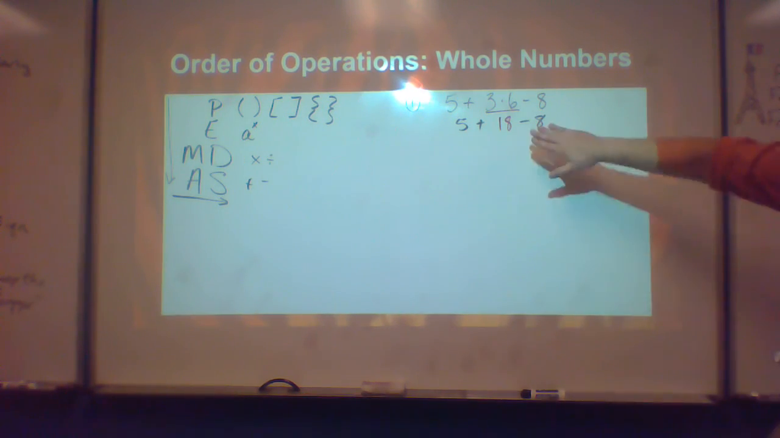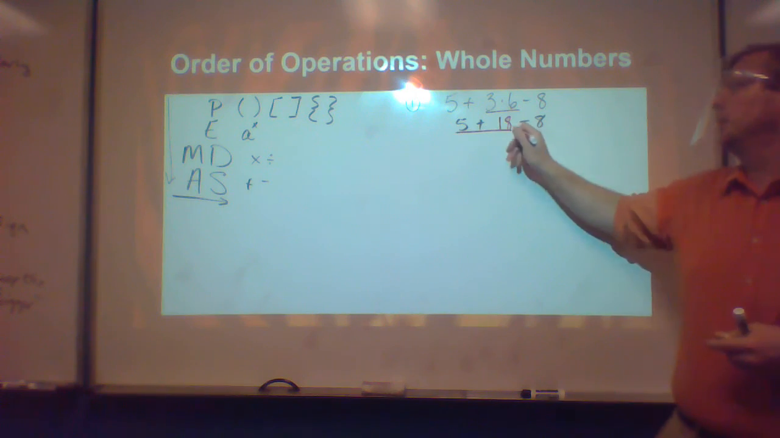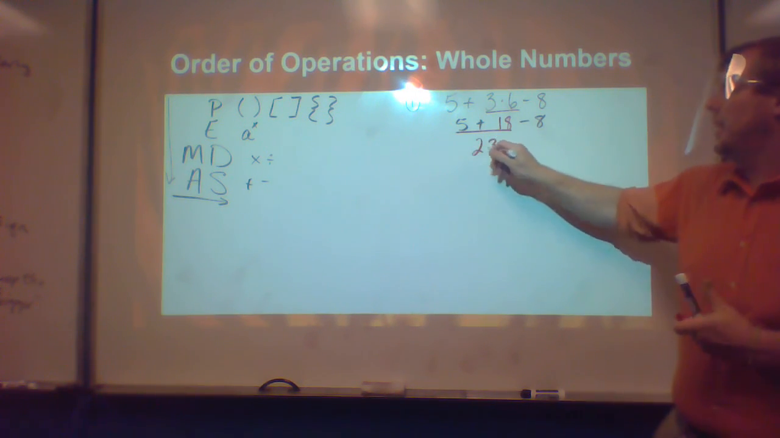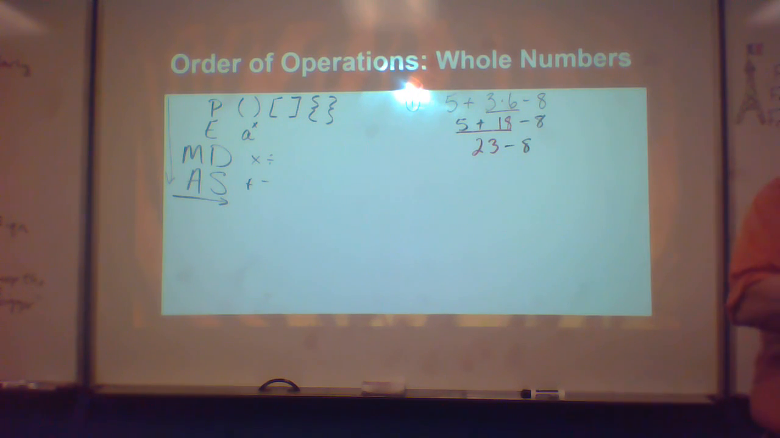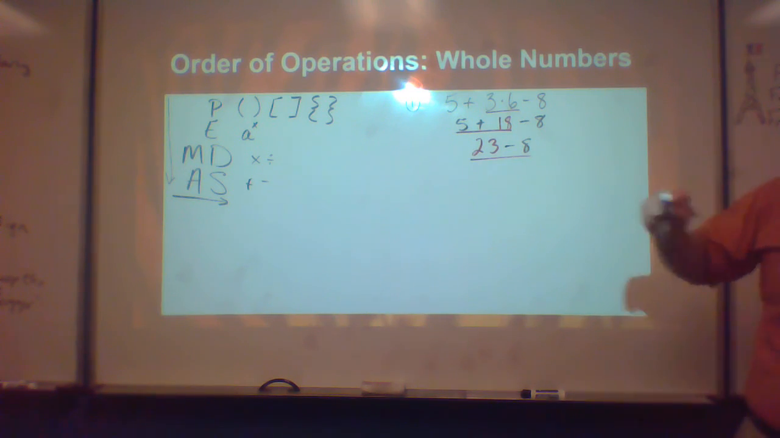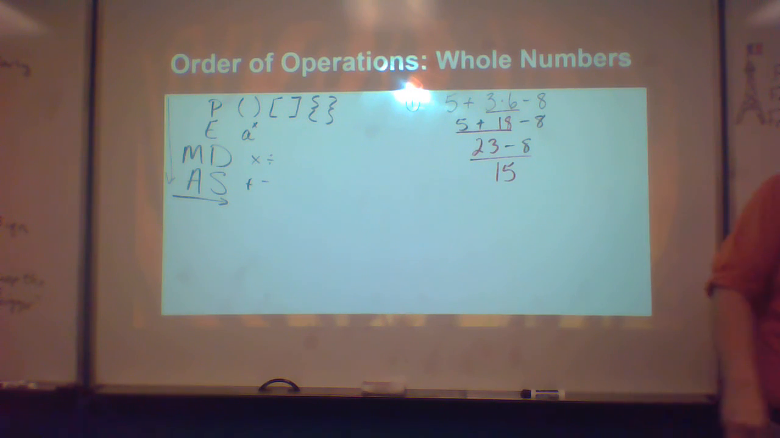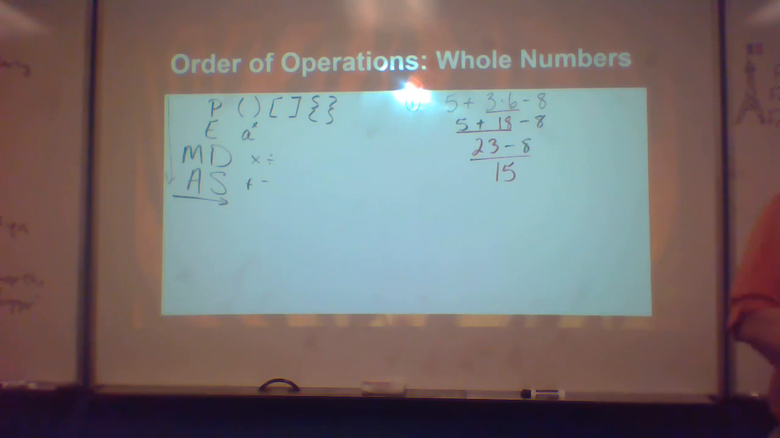So, what do I do next? Nate? 5 plus what? Sorry. 5 plus 18. So how much is that, sir? 23. And then I write down everything else. Now, what's the last step I have to do here? Yeah. 23 minus 8. Which is how much? 15. Very good. Again, that's the easiest problem you'll have. Okay, you still have to follow order of operations. You got to remember to do multiplication or division first.